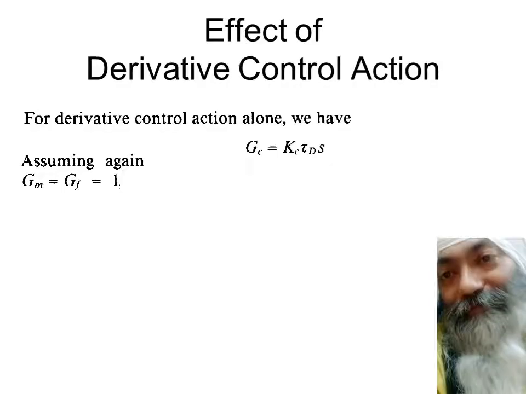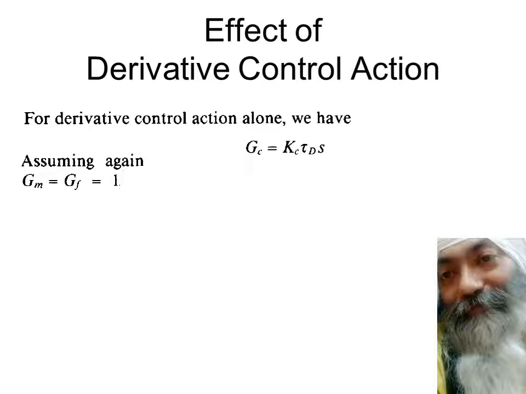Hello friends, we are back and this time we are going to see the effect of derivative control action on first order system and then on second order system. We will be employing this derivative control alone, only derivative, no P, no I. The combinations of proportional, integral and derivative we'll see in the second stage of this session. But we start with the effect of derivative control action only.